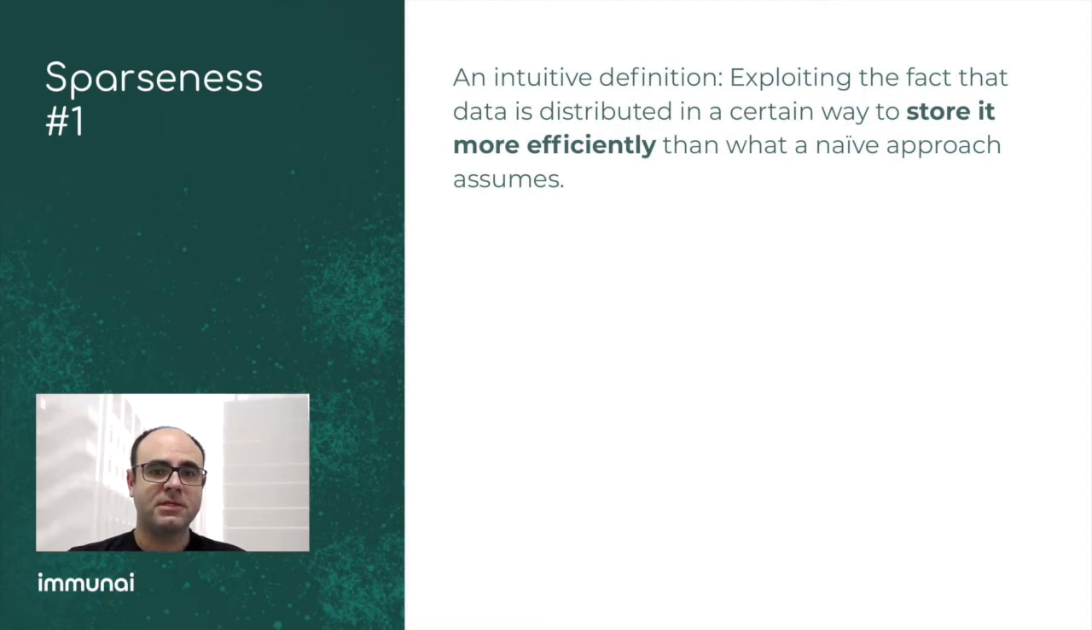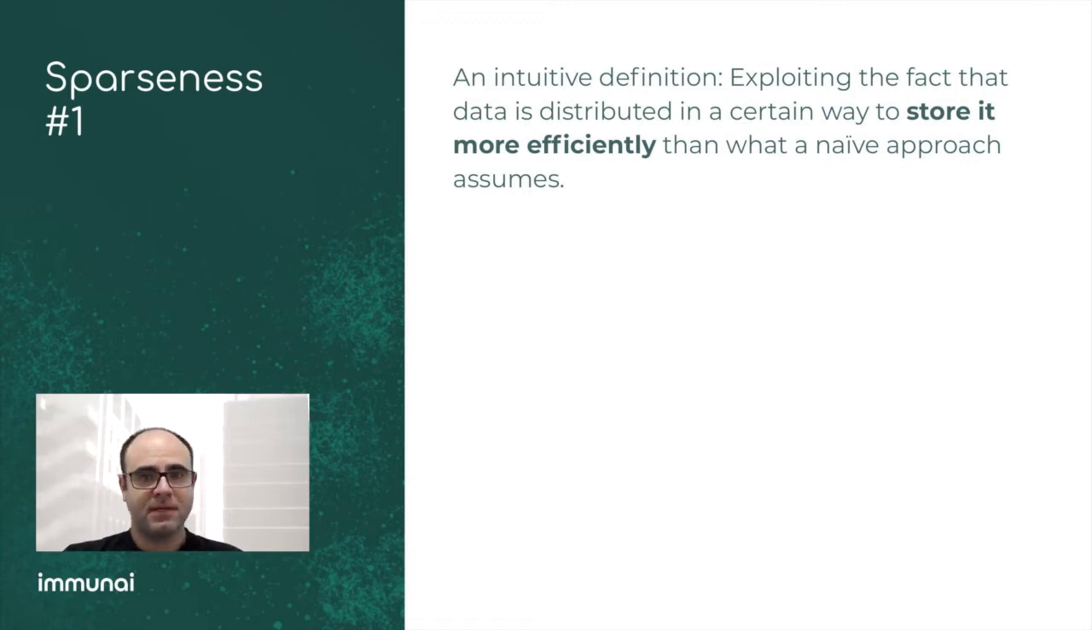An intuitive definition of sparseness is exploiting the fact that data is distributed in a certain way in order to take up less space. Now, this always comes at a cost, and the cost is almost inevitably performance. So essentially, you are trading off less space for more CPU time.